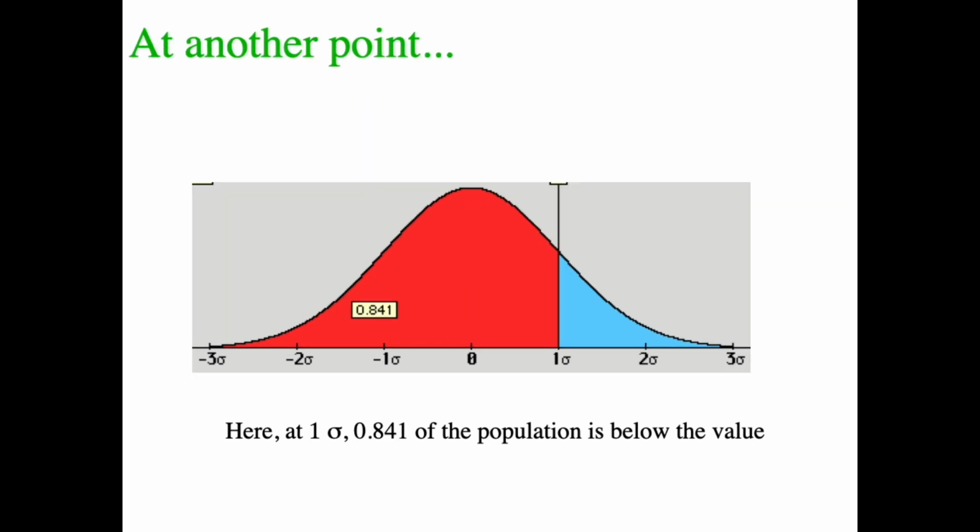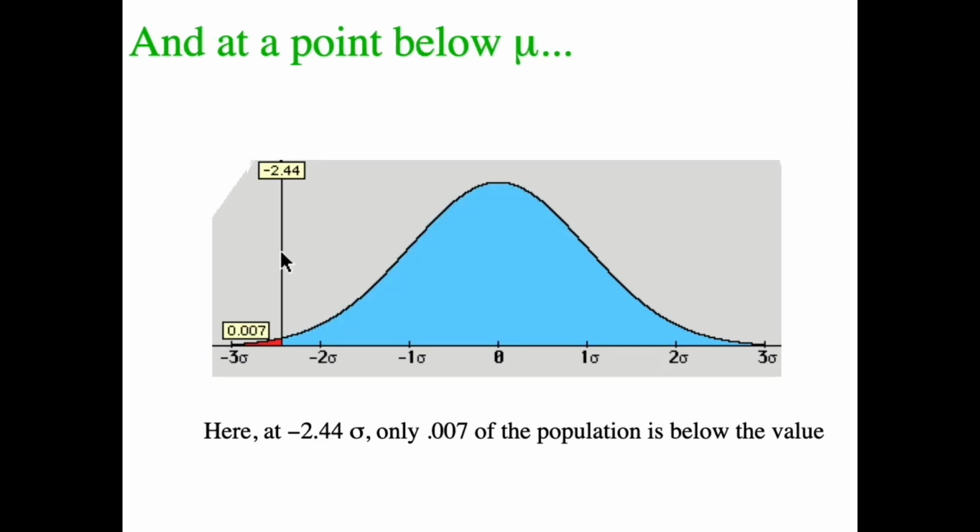If I go to another point, I drag it up here to 1 standard deviation above, you can see that at that point, 0.84 of the population is at or below the value. So I've cut off 0.841 in red, and then I have the remainder still left in blue. I don't even have to use whole numbers here. I could go to, for instance, -2.4 standard deviations below the mean, and the only thing that would be below that is 0.007 of the population.